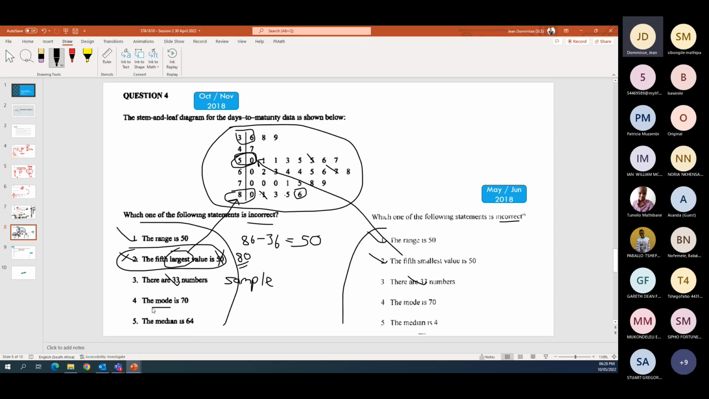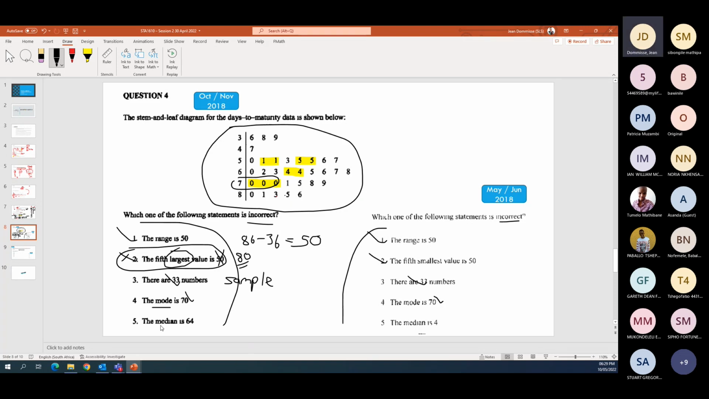Mode is the number that happens the most, again. Let's take some of this away so that we can see. Okay, 51 happens twice. 55 happens twice. 64 happens twice. 70 happens 3 times. So those numbers happen twice, and 70 happened 3 times, so 70 is the mode.